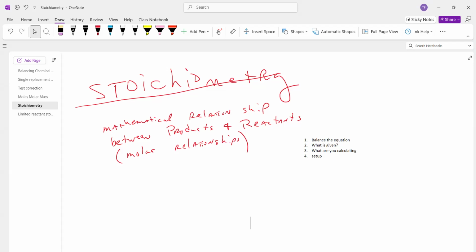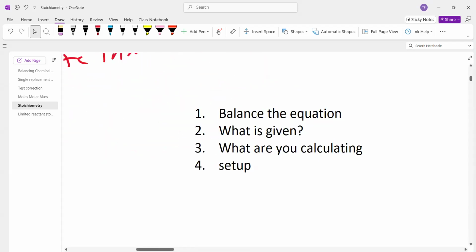Okay, so I want to go over problem solving. We've been doing this whole semester. We usually skip number one. We go, what's given? What are we trying to calculate? Then we do the setup. Now, we're going to be doing number one. We have to balance the reaction.